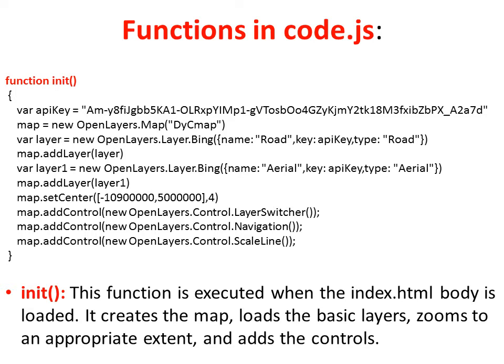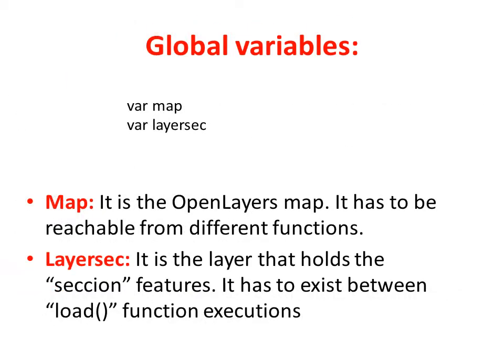Please notice the controls for the map, which allow us to adjust the scale automatically, allow also navigation, and a layer switcher. There are some global variables defined here, which are map and layer section. Map is an OpenLayers map and has to be reachable from different functions. Layer section is the layer that holds the section features and has to exist between load function calls.